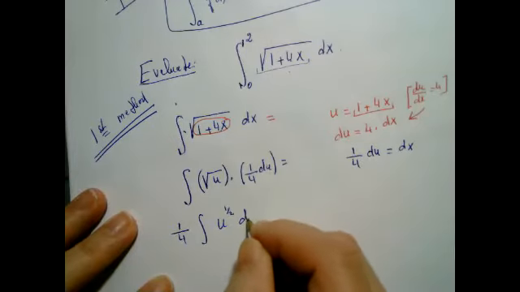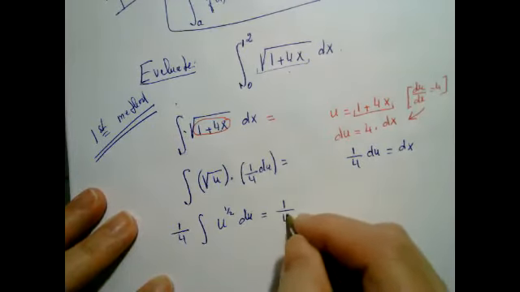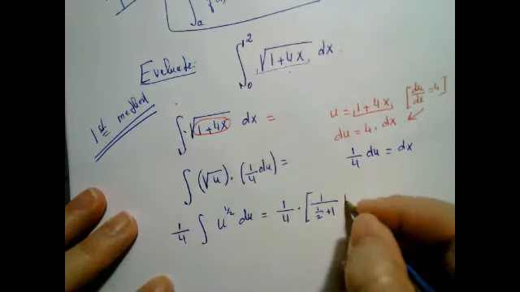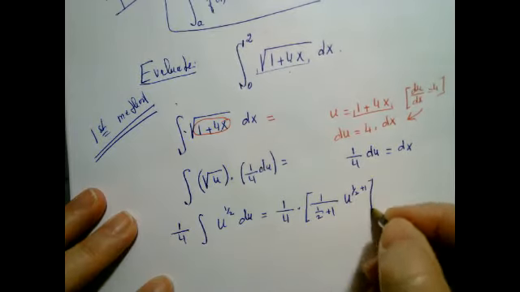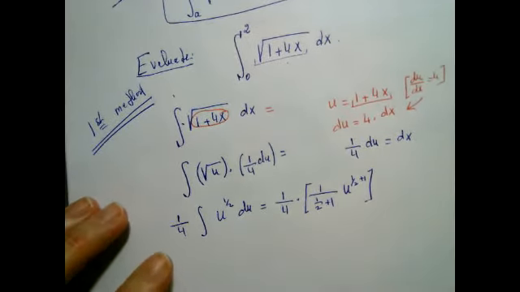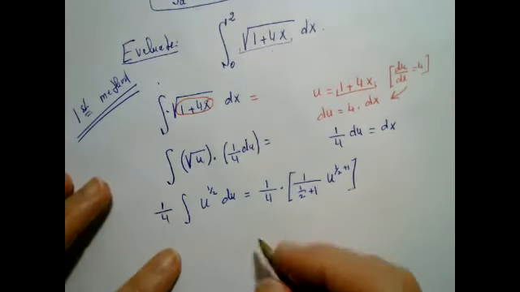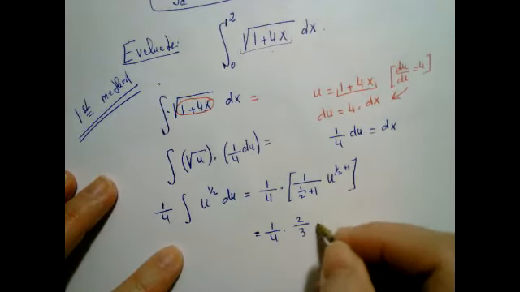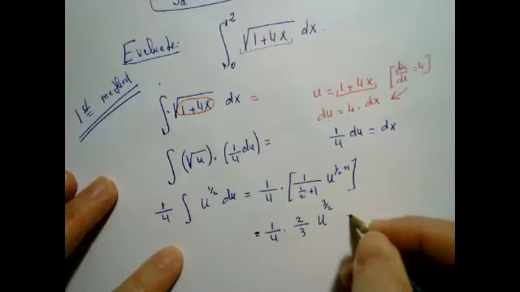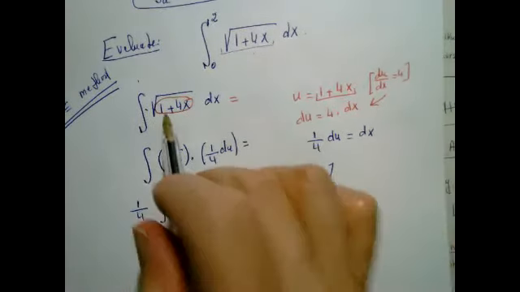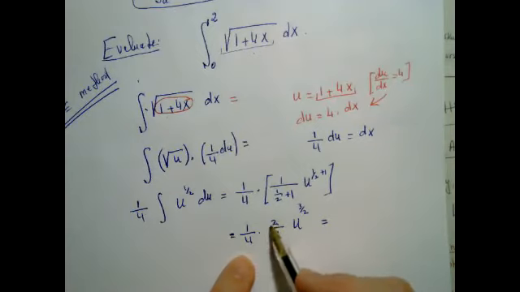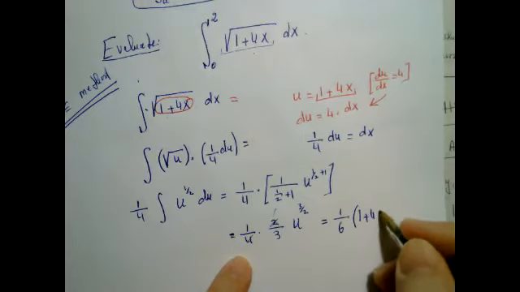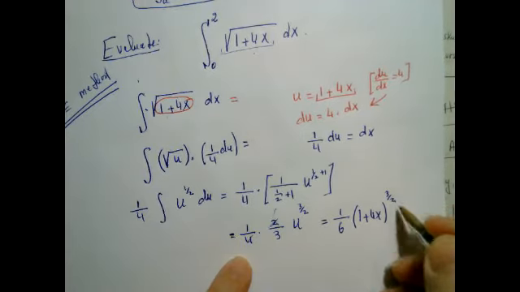U to the power a half du means 1 over 4, 1 over a half plus 1. I'm finding the antiderivative. I don't put c because I know at the end I have a definite integral, so the c is not important here. This is going to give me 2/3 u to the power 3/2. Now I have to go back to x because that's an integral in x, so I will have 1 over 6, 1 plus 4x to the power 3/2.